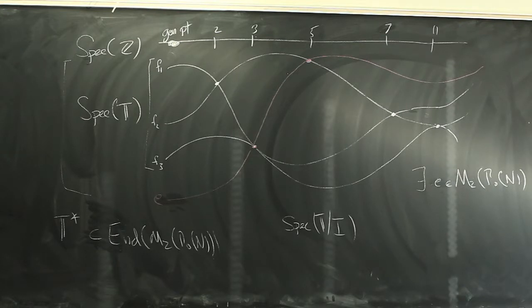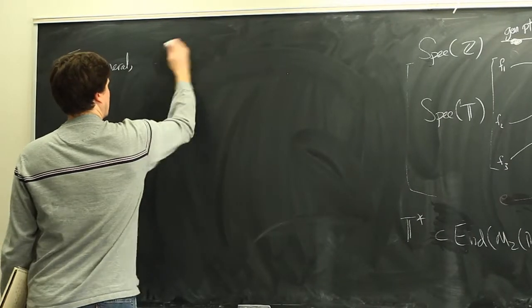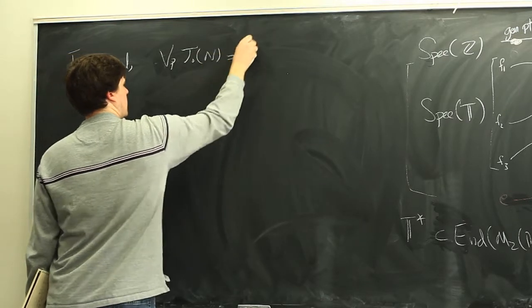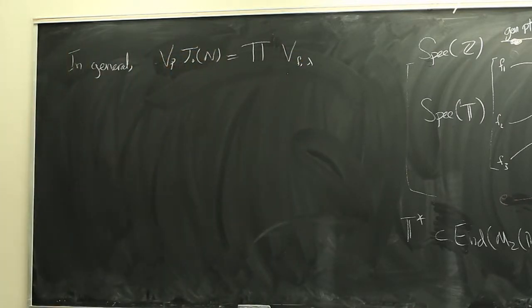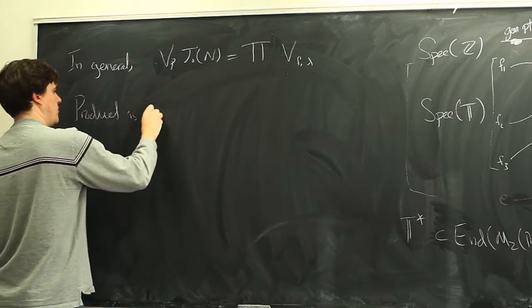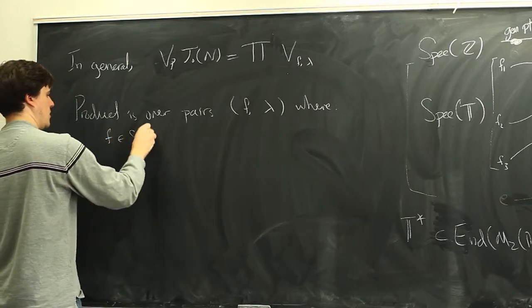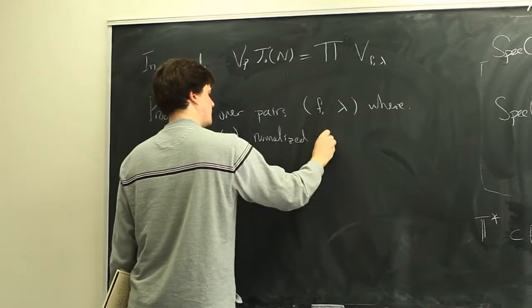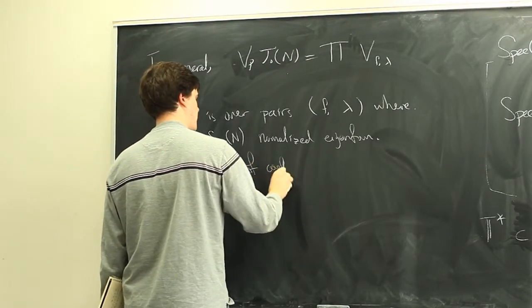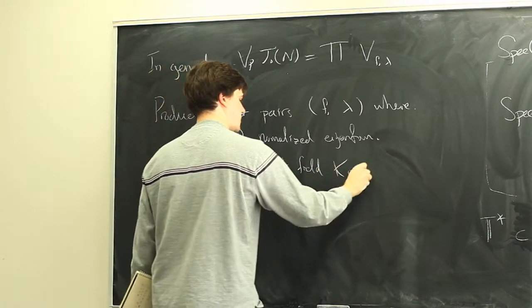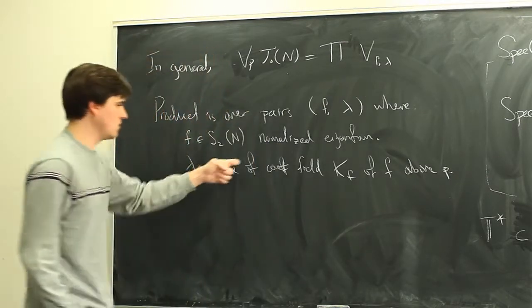So in general, the p-adic Tate module, Vp of J0(n), decomposes as a product of things that I'll call V sub F lambda, where the product is over pairs F lambda, where F is a normalized eigenform and lambda is a prime of the coefficient field of F above P. And this V sub F lambda is a two-dimensional space over the localization of that field K at lambda.